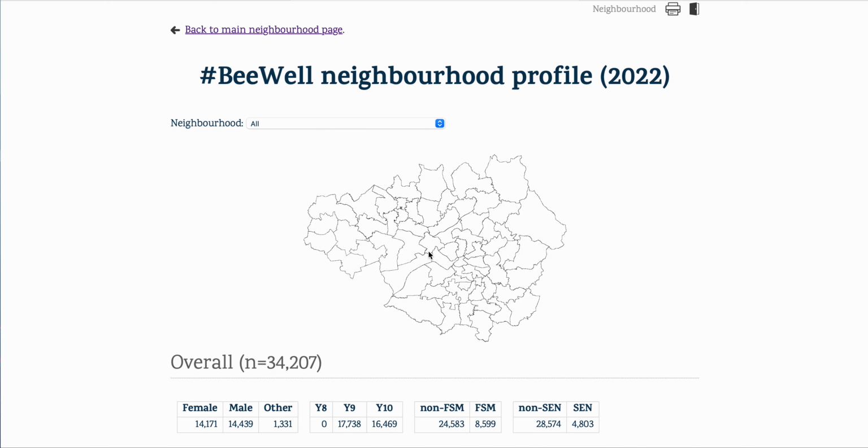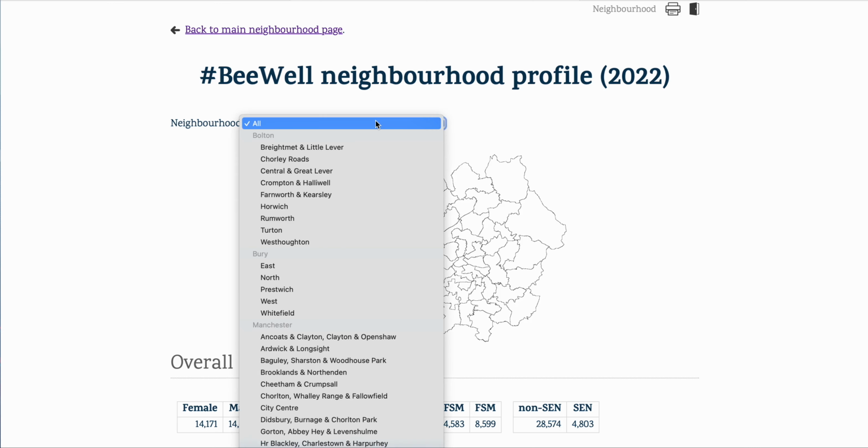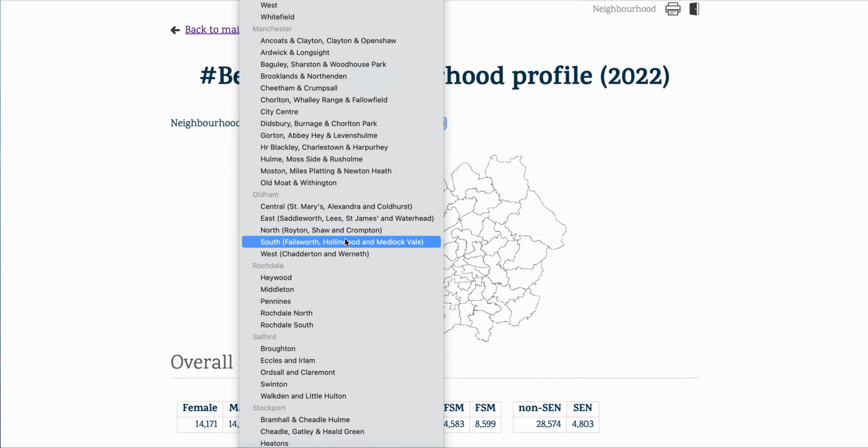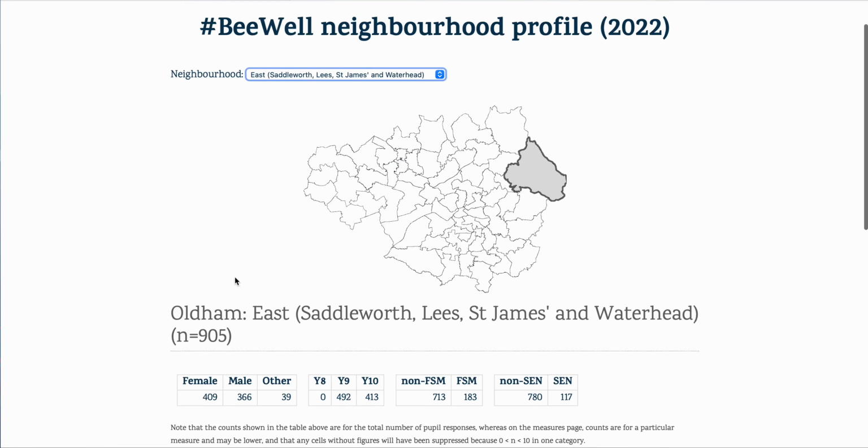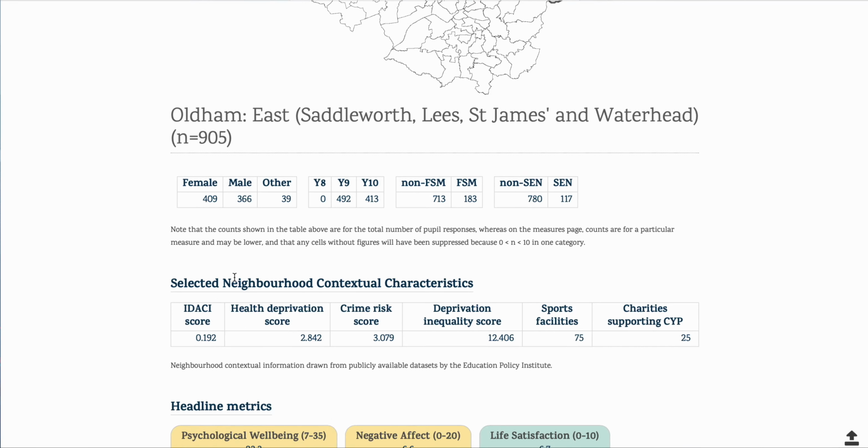Two ways to select your neighbourhood of choice. One is by using the map that I'm indicating here, or you can just use the drop-down menu where it's organised by local authorities. So we'll just have a look, in this case, at Oldham East. It highlights Oldham East for us on the map, gives us some basic information about the data for Oldham East. So we have data from just over 900 young people, gives us breakdown by gender, year group, preschool meal eligibility and special educational needs.